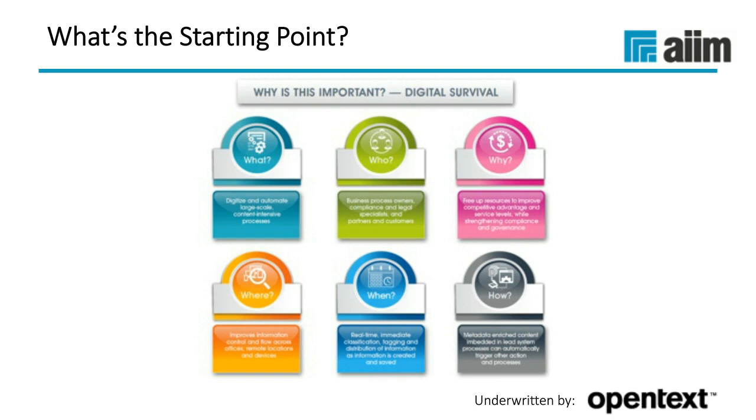So when I think about these, as I mentioned, we started this on the what question with digitizing and automating large-scale content-intensive processes. The who was focused on business process owners and compliance and legal folks initially. And as we think about this now in terms of why things are changing, what organizations are trying to do is free up resources to improve their competitive advantage, but they don't want to lose control of compliance along the way. And so, where is content management occurring now? Where are content services trying to be deployed? Really, it's across the organization, and that's different from the way content management used to be 10 or 15 years ago.